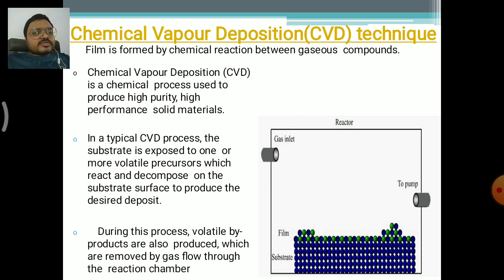So in chemical vapor deposition, generally we use the chemical process only. In a typical CVD process, a substrate is exposed to one or more precursors, that is catalysts or some other thing used to react. A catalyst is used on the substrate surface to produce the desired deposit, that is chemical compounds. And lastly, during this process the by-products are also produced, which are removed by the gaseous flow through the reaction chamber.